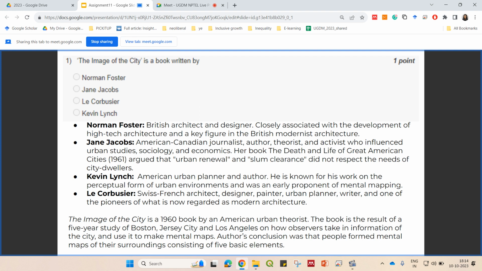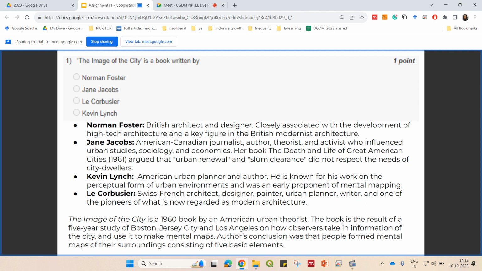Then we have Kevin Lynch. Kevin Lynch is an American urban planner and he's known for his work on the perceptual form of urban environments. You might also know him from the tool that a lot of urban planners and architects use, which is called mental mapping. So Kevin Lynch was an early proponent of mental mapping, and he did several other works in the field of urban planning and urban design. So that is who Kevin Lynch is.